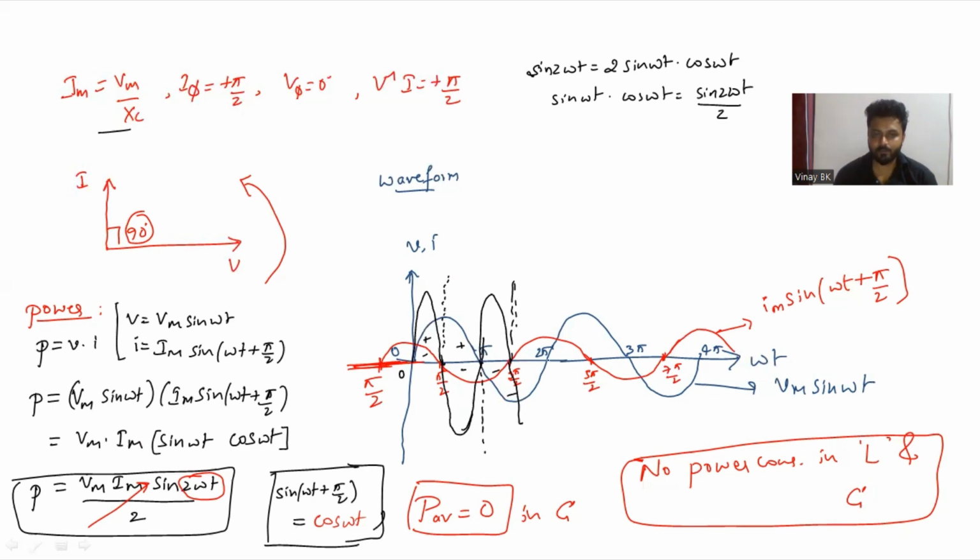For the next, the waveform will be negative. Again, for the next, it is positive. So the waveform of power continues like this. And the average power will be zero. The average power of these two waveforms will be zero. And this is about AC through pure capacitance.